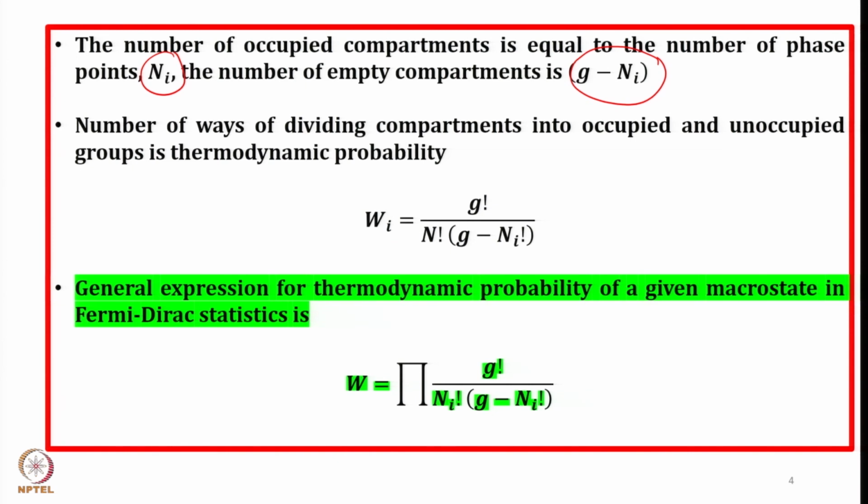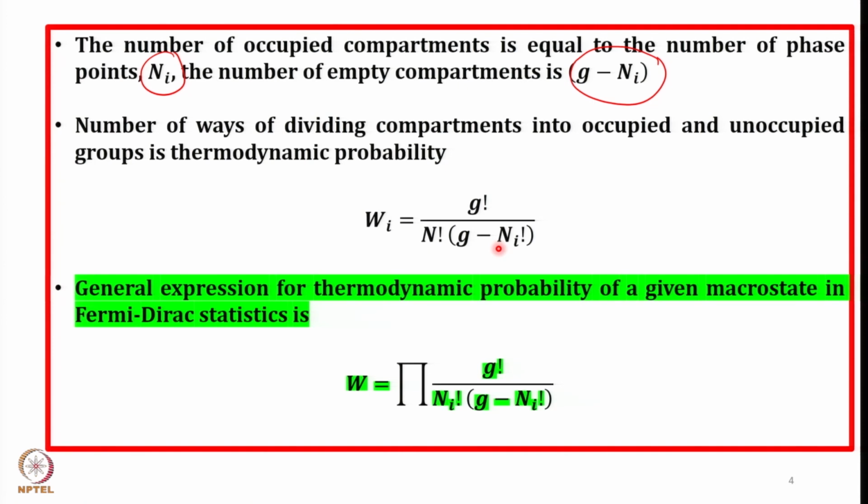So once we know how many are total, how many are empty, and how many are occupied, then we can assign a thermodynamic probability to this kind of arrangement. That is, the number of ways of dividing compartments into occupied and unoccupied. Total, that is G factorial divided by Ni factorial divided by G minus Ni factorial. This is for the ith cell of type i.